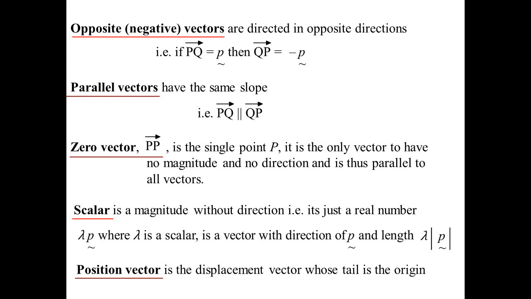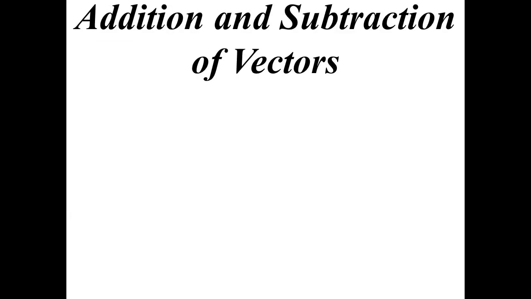Now, a position vector as opposed to a displacement vector. A position vector, the tail's at the origin. So if the tail's at the origin, we call it a position vector rather than a displacement vector. How do we play with them then?